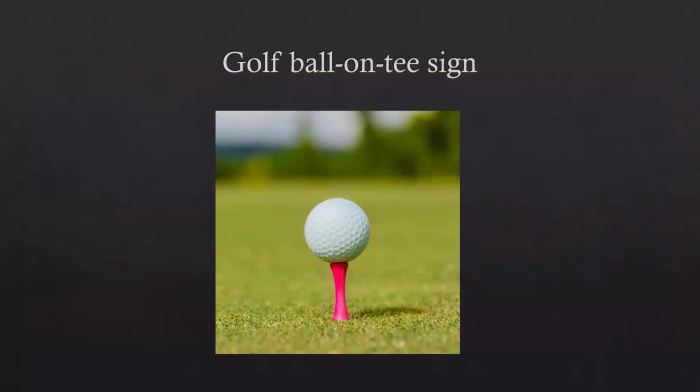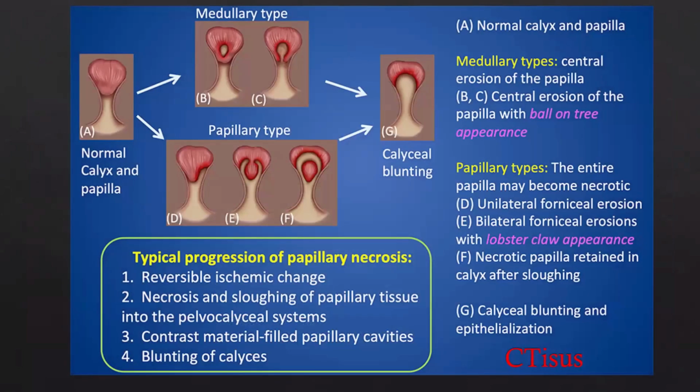And we have the ball on T sign, like a ball of golf on the tee. From this side, CT is us. We have a normal calyx and papilla. If we have necrosis at the center of the medulla, we will have the ball on T. This is the ball on T, contrast circulation on top of the calyceal group. This is a ball on T or egg on cup.